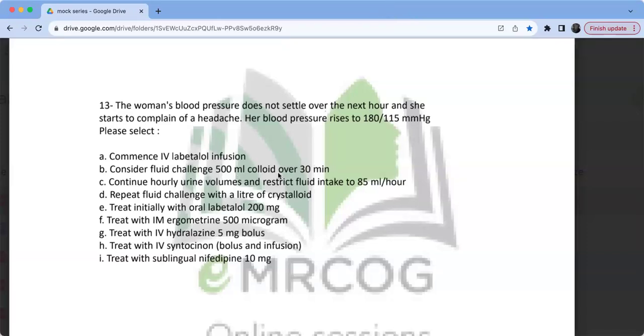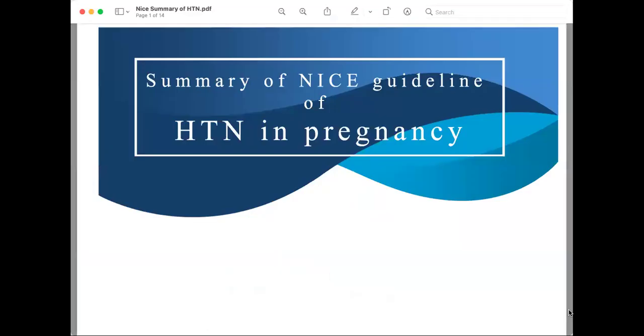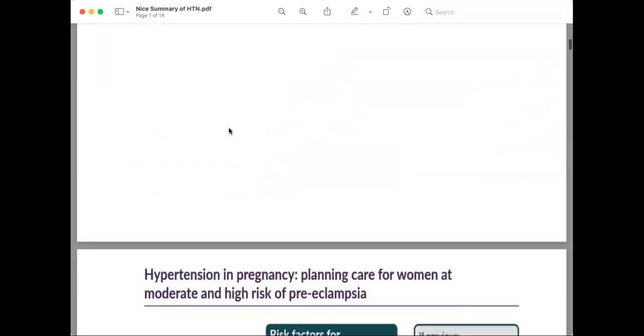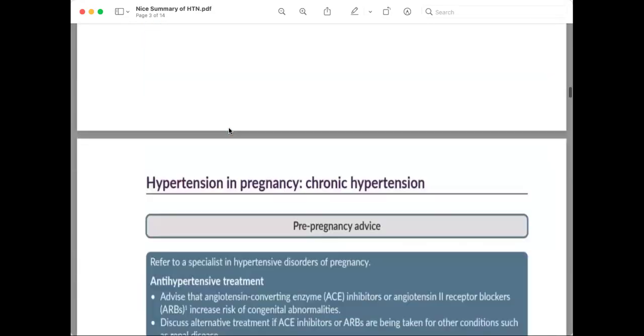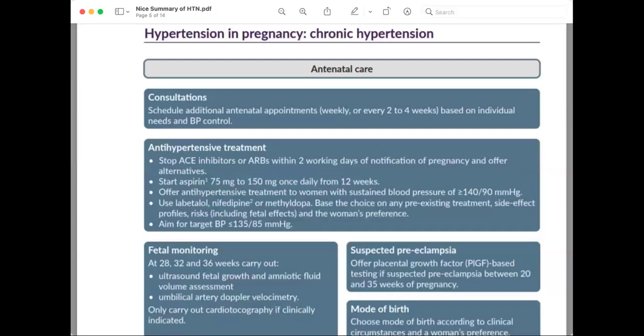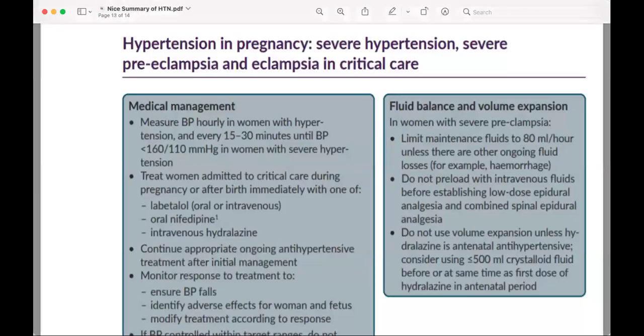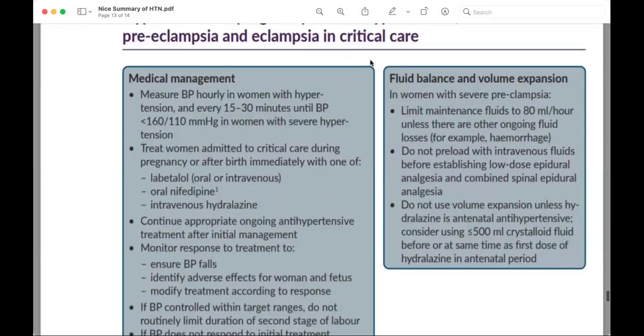Okay, my friends, so this is a nice summary of the hypertension in pregnancy. I'll just go to the management of severe hypertension. So my dear here, please have a look at the management of the hypertension in severe hypertension, severe preeclampsia, and the eclampsia. Okay, so this is even in the critical care.